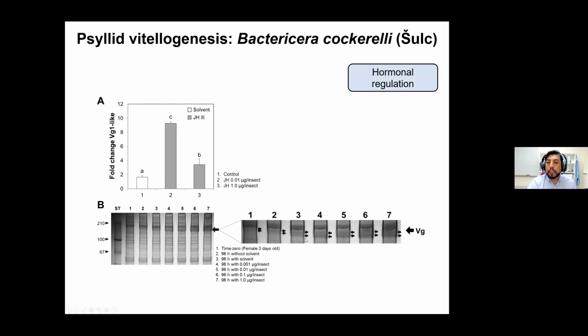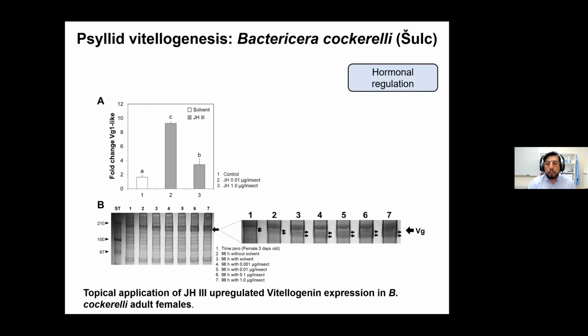we observed the abundance of the protein. Here you can see how the abundance of vitellogenin increases according to the dose of juvenile hormone used. So we found that juvenile hormone is a main controller of vitellogenesis in Bactericera cockerelli.